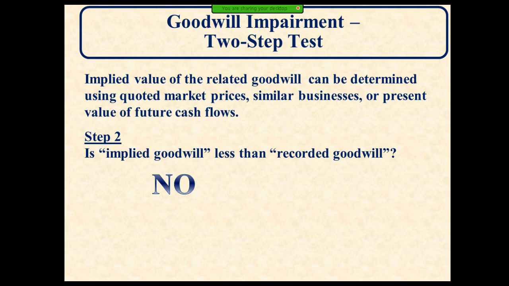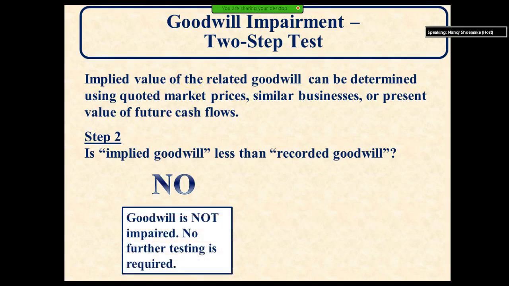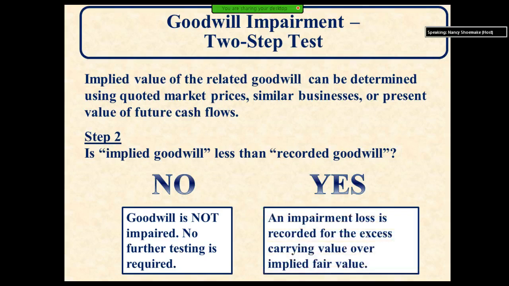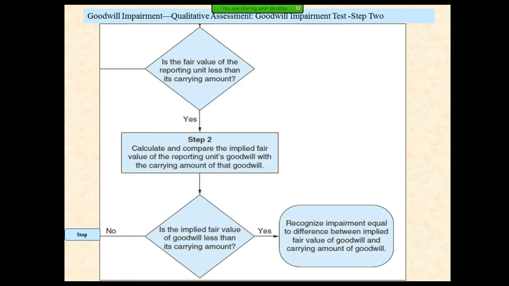If we find that the implied goodwill is not less than the recorded goodwill, we don't need to do anything. But if that implied goodwill is less than that recorded goodwill, we're going to need to report an impairment. The difference between what the implied goodwill is versus what we have shown on our books, we're going to have to show that as an impairment.